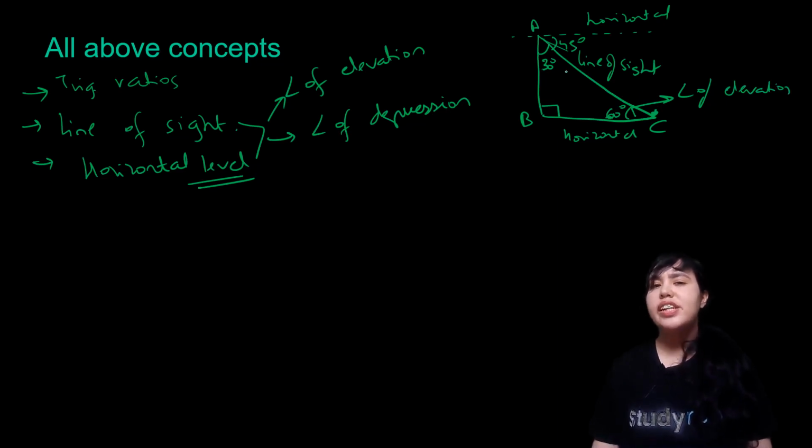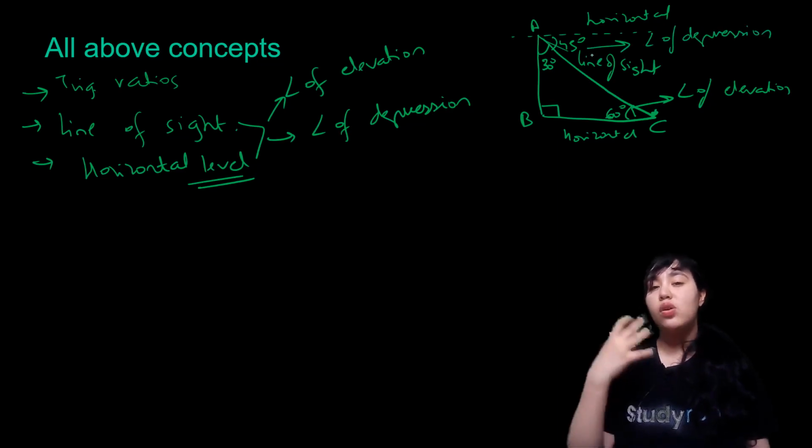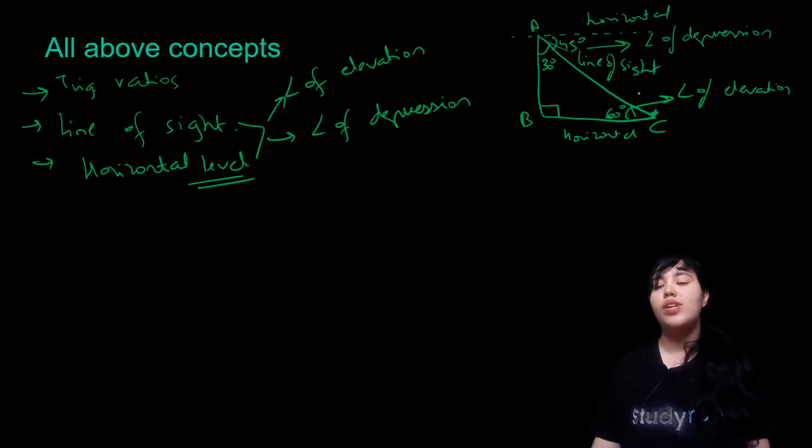Then is 30 degree your angle of depression? No, it is 45 degree. 45 degree is the angle of depression in this figure. It is the angle between the horizontal and line of sight when you're having your heads lower to visualize an object C on the ground level.